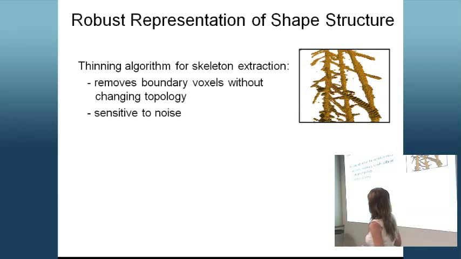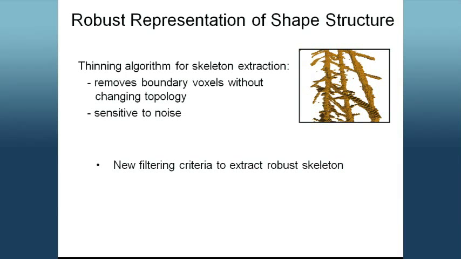In order to do that, we use a thinning algorithm for skeleton extraction, and this algorithm works directly on the voxelized data, which is the format that we have right after volume reconstruction techniques. This algorithm iteratively removes boundary voxels that would not change the topology of the object. So it's pretty easy to implement, but it's very sensitive to noise. Some noisy voxels on the surface would produce extraneous branches in the skeleton. So to overcome this problem, we created a new filtering criterion to extract a robust skeleton, which gives a robust representation of the structure.